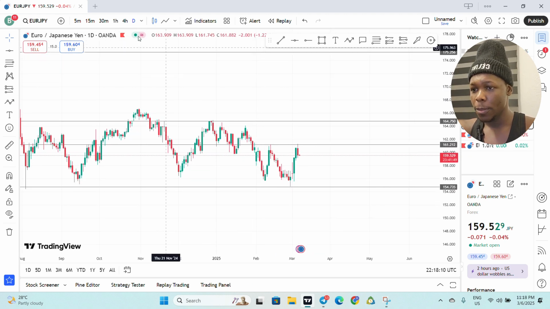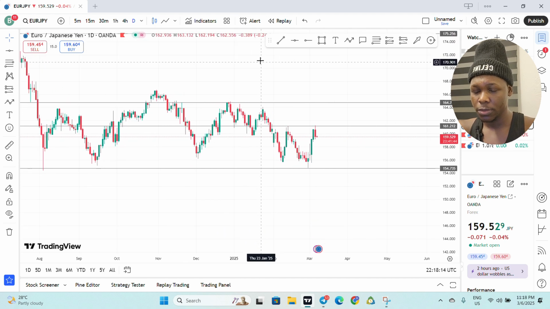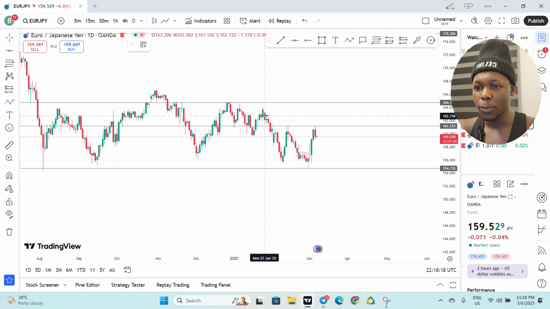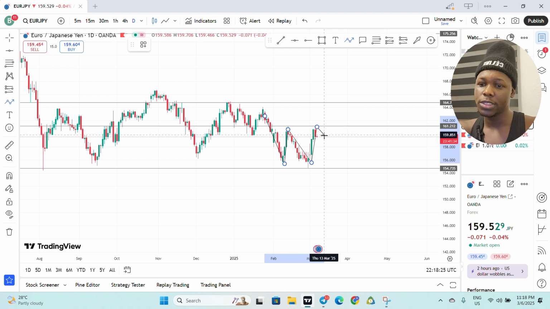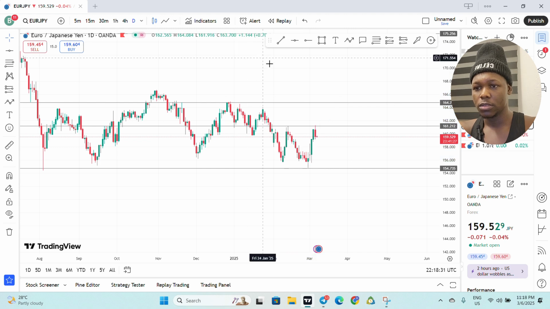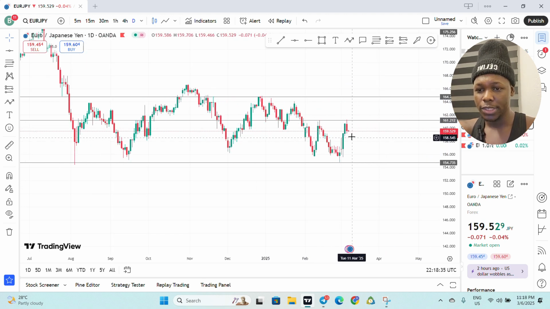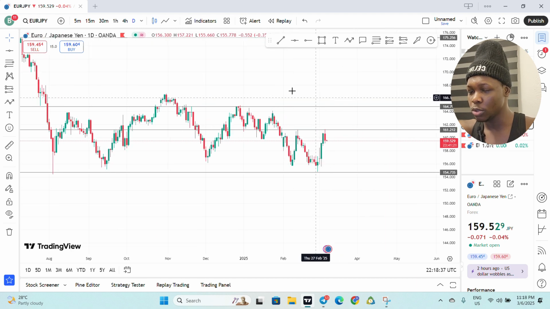Then what do I do next? Looking at the chart, what do you think the market will do? If you look over here, the market gave us something like a W pattern. We got something like this. So we are likely to expect the market to continue buying. You understand? Expecting the market to continue buying, or we get a push down to the downside and a continuation to the upside.